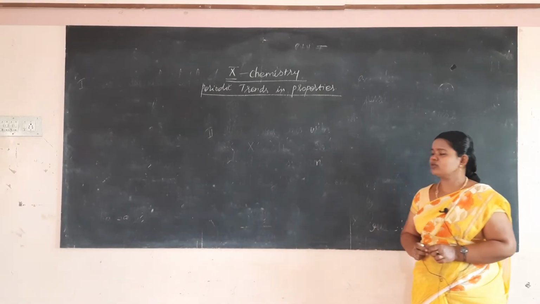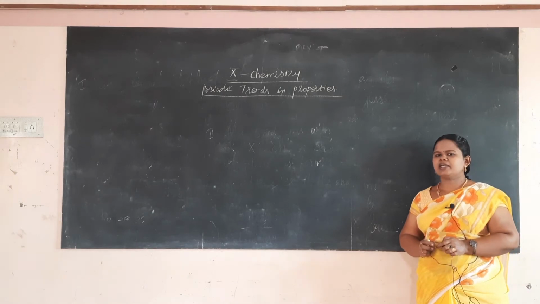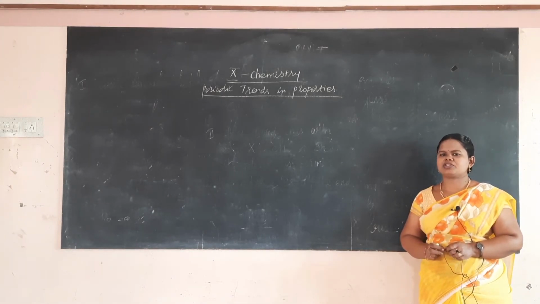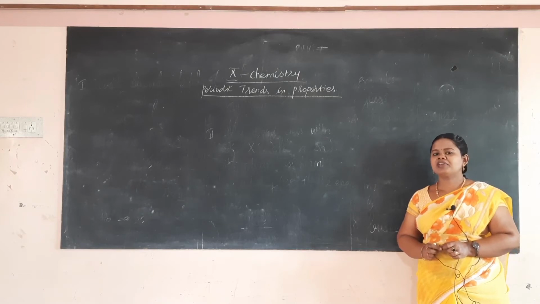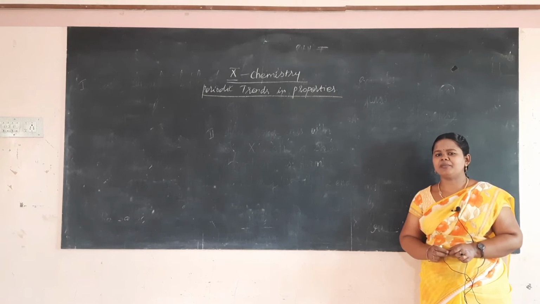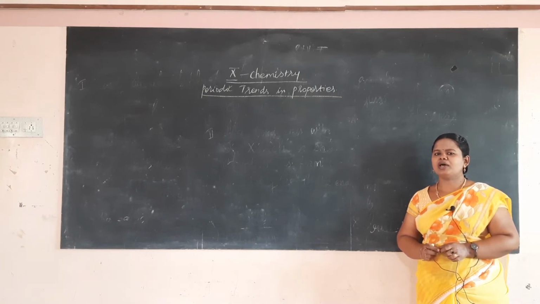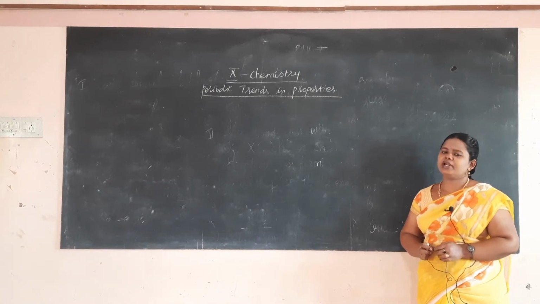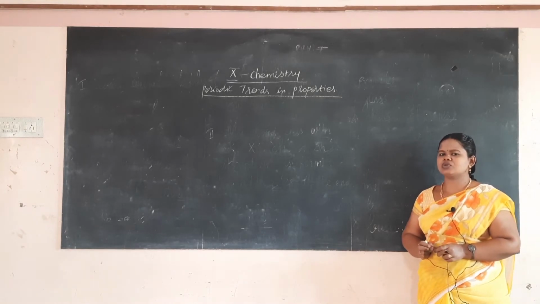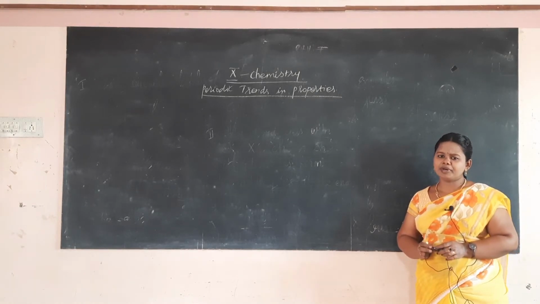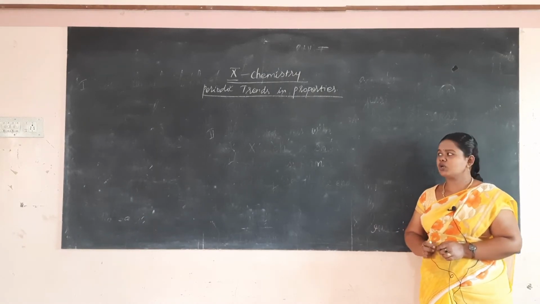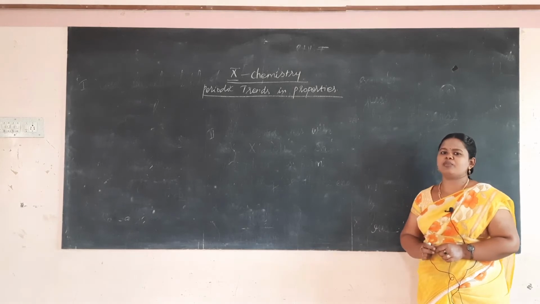Good morning to everyone. Today we will learn 10th standard chemistry. In the last class, we learnt about the periodic classification of elements, that is the features of periods, features of groups, and the arrangement of different elements in the periodic table. I hope you are following the classes every day and doing the assignments regularly. Yesterday I asked you to study the atomic numbers of 30 elements and their electronic configuration. So today we will learn the periodic trends in properties.